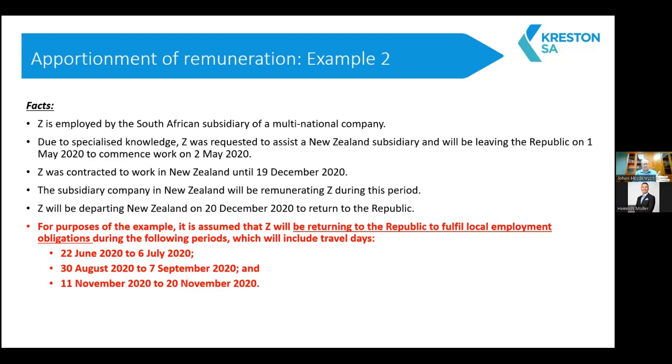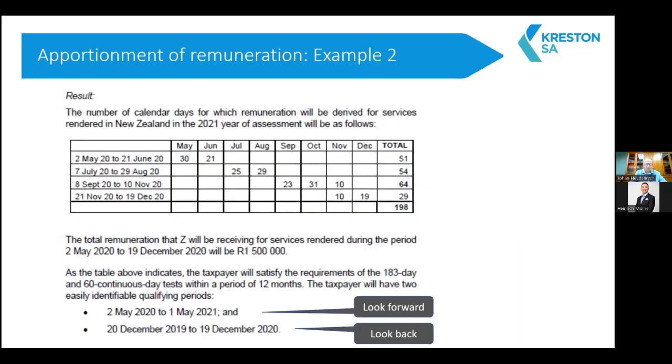Okay, so from 1 May 2020 to 30 April, you look at that period, and in that period they are physically outside South Africa, calendar days, up to about 19 or 20 December. All right. For purposes of this example, it is assumed, and this is important, that Z will be returning to the Republic to fulfill local employment obligations during the following periods, which will include travel days: 22 June, 30 August, and 11 November. All right. Now, this is the way that you now have got to do it.